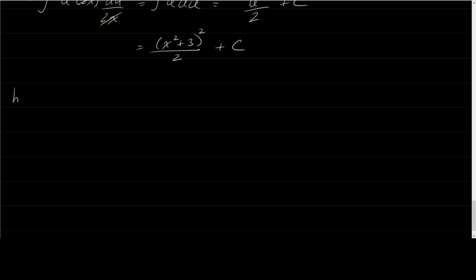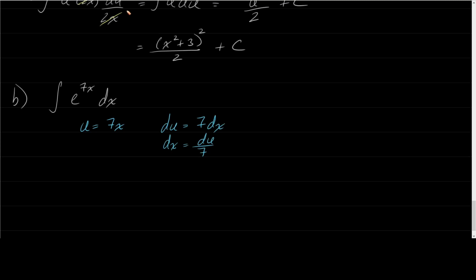So that was A. B. Let's say I had the integral of e to the 7x dx. Well, I know the integral of e to the x is just e to the x, but I've got that 7 there. So let's do a u substitution. If I let u be equal to 7x, then du would be just 7 dx, which tells me that dx is just du over 7.